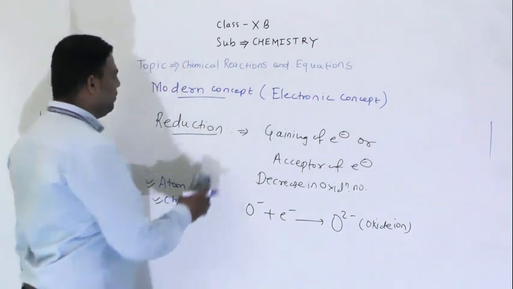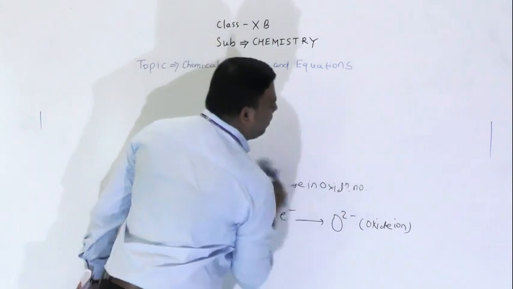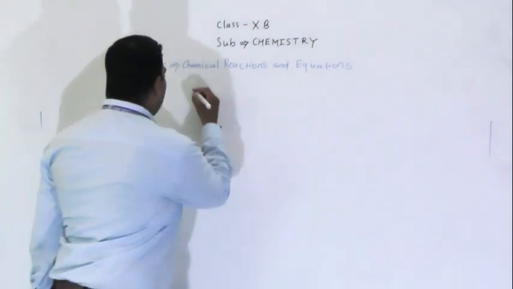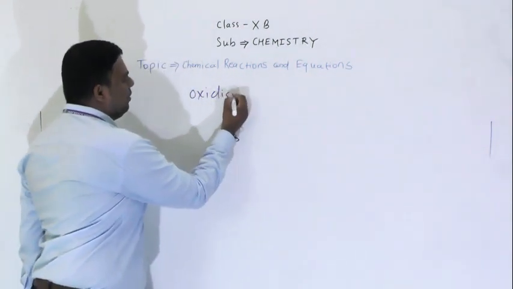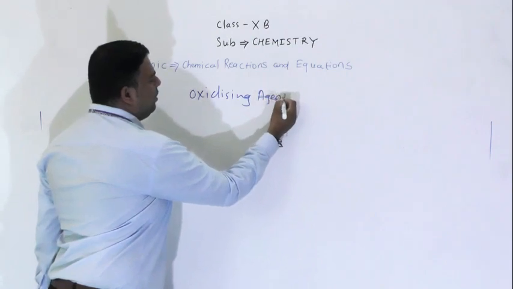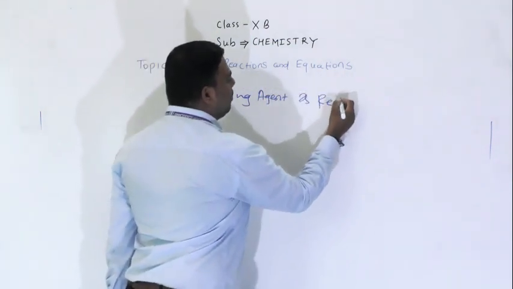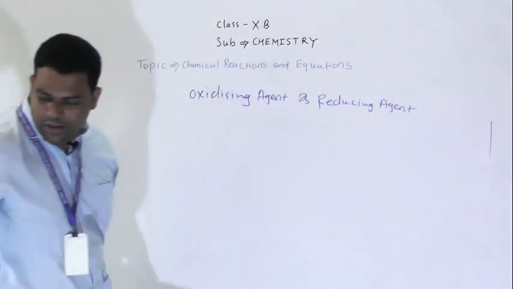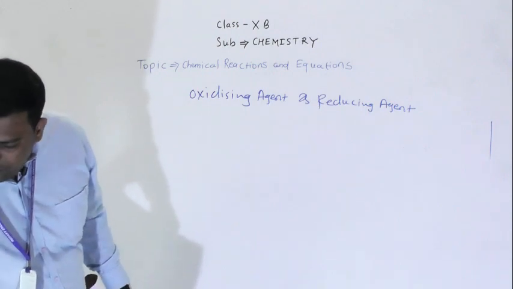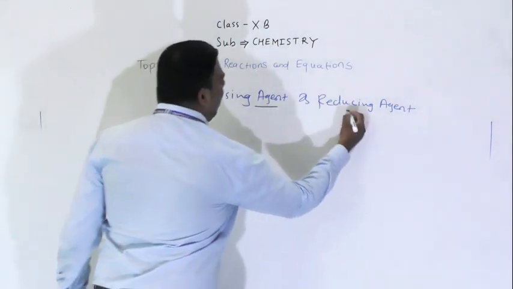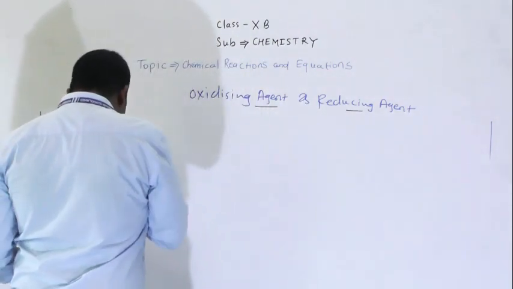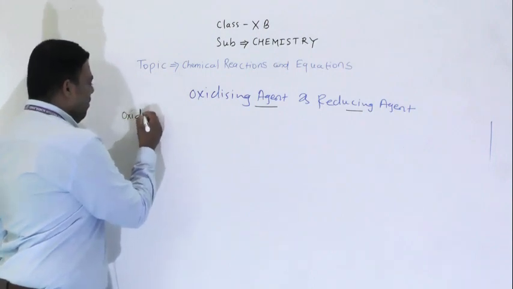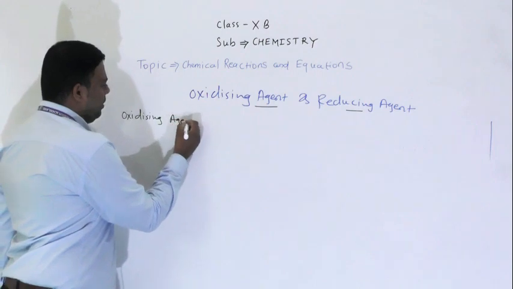Our next point: oxidizing agent and reducing agent. So now we will see the first definition. What is the oxidizing agent and what is the reducing agent? So see here, the substance. We will see first the oxidizing agent.